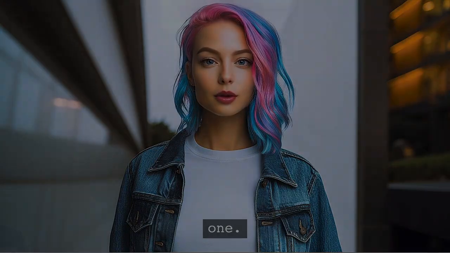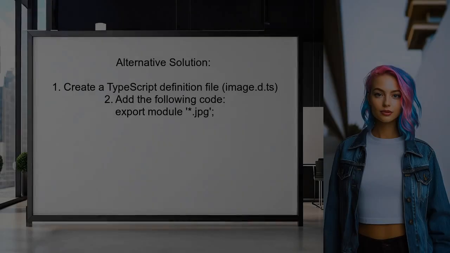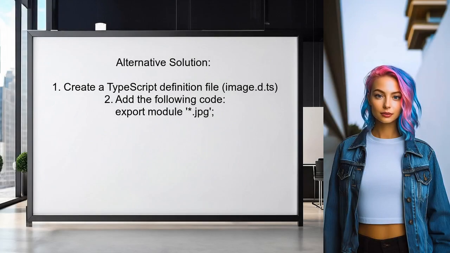Let's take a look at another one. One alternative solution is to create a TypeScript definition file in your source directory. You can name it something like image.d.ts. In this file, you will export a module definition for JPEG files using the syntax declare module star.jpg. This informs TypeScript about the image file type.